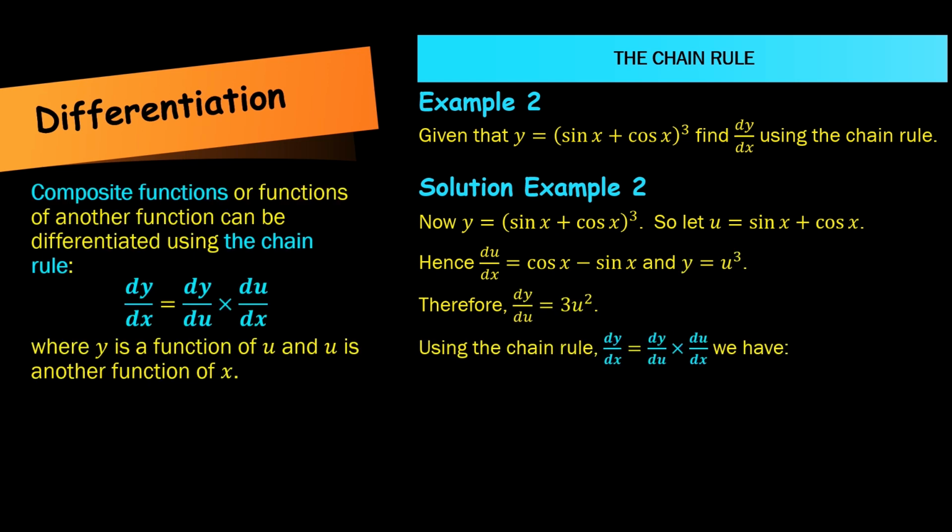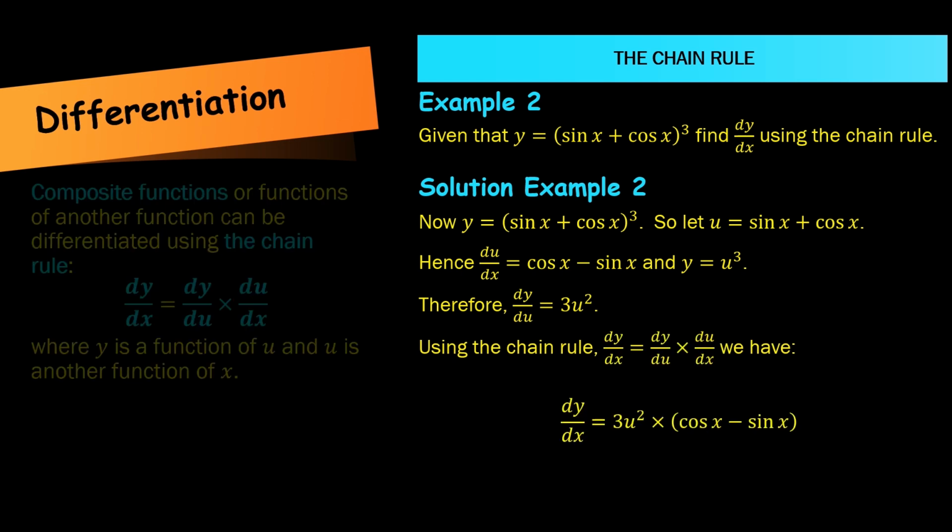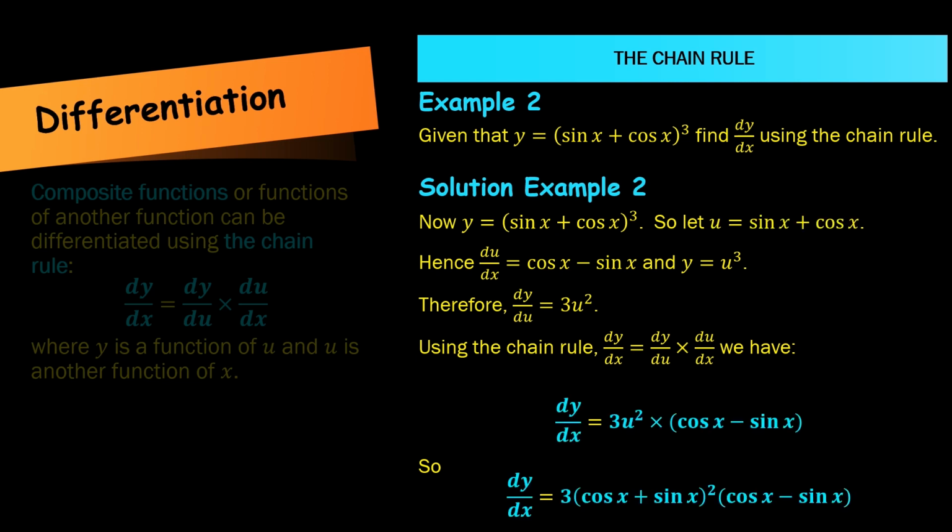And now we can plug in these expressions into the formula for the chain rule to give dy/dx equals 3u squared times (cos x minus sin x). However, notice that u was an expression which we introduced, so we must again replace this with cos x plus sin x, as shown here, to give this expression for dy/dx.